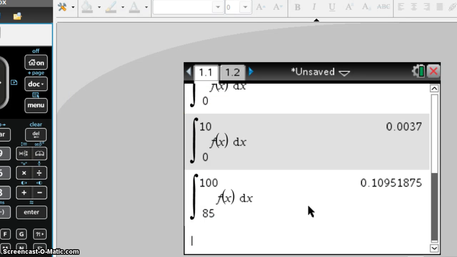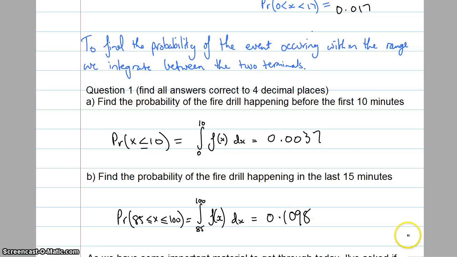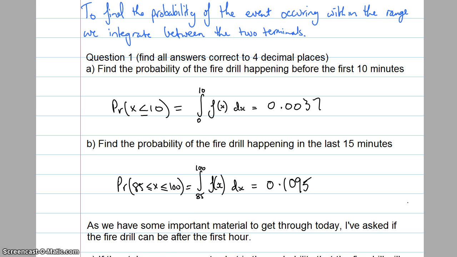0.1095, is that right? Yeah, 0.1095. So you can see that that's actually about 11% really. So it's a much higher chance of happening in the last 15 minutes than the first 10 minutes.